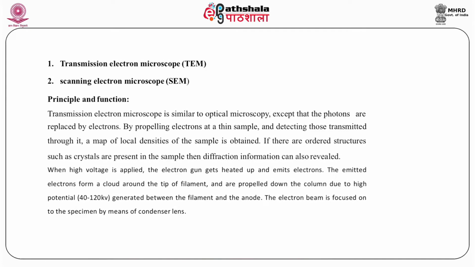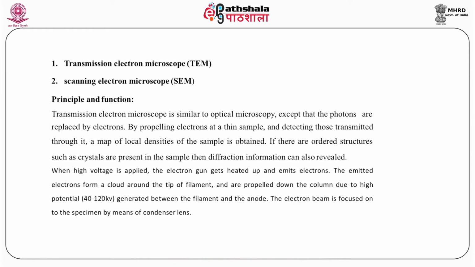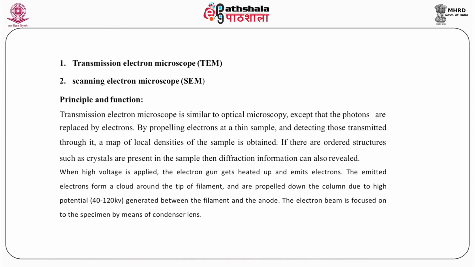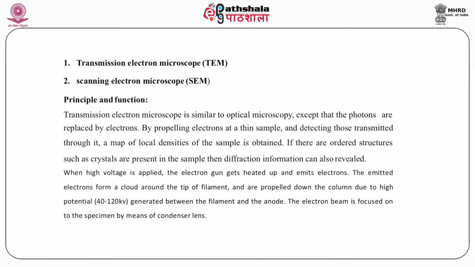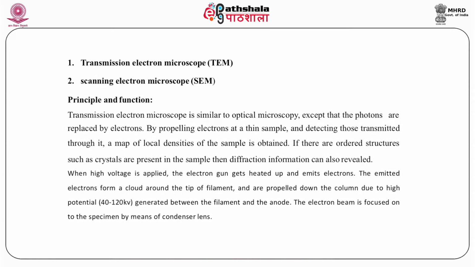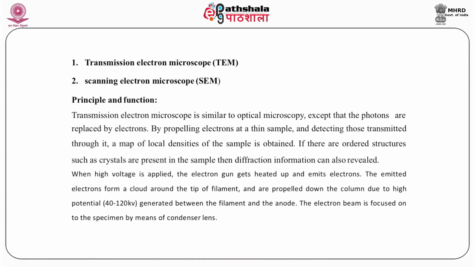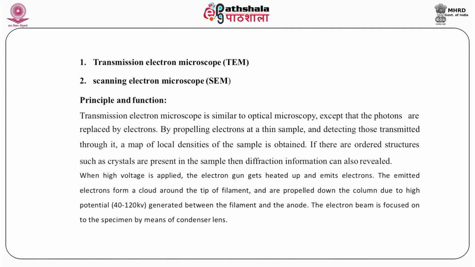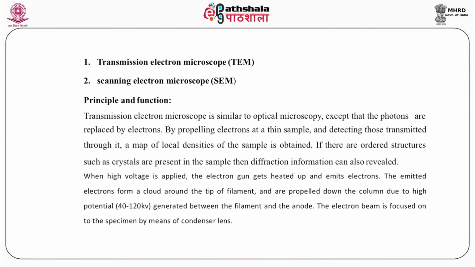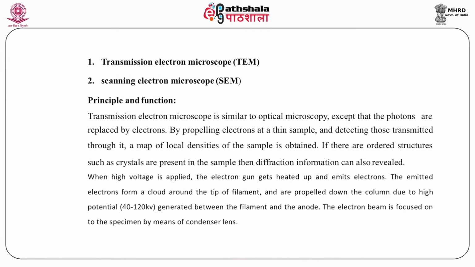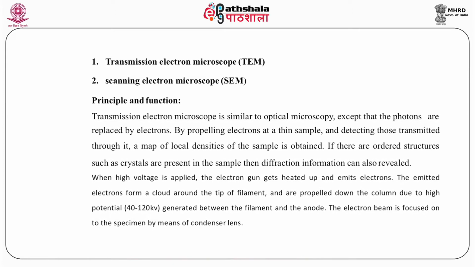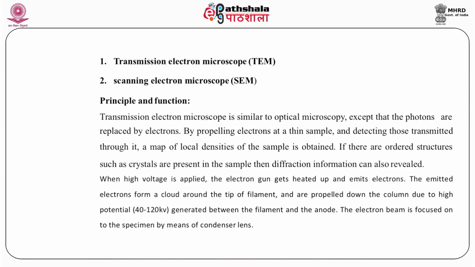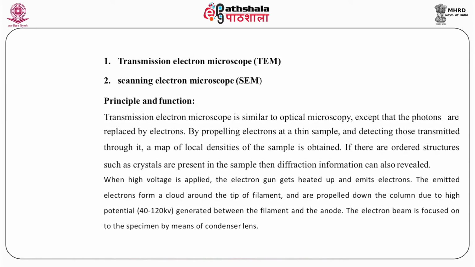When a high voltage is applied, the electron gun gets heated up and gives off electrons. These emitted electrons form a cloud around the tip of the filament, and they are propelled down the column due to the high potential generated between the filament and the anode. That is how the electron beam is first produced, and it is then focused on the specimen by means of a condenser lens.